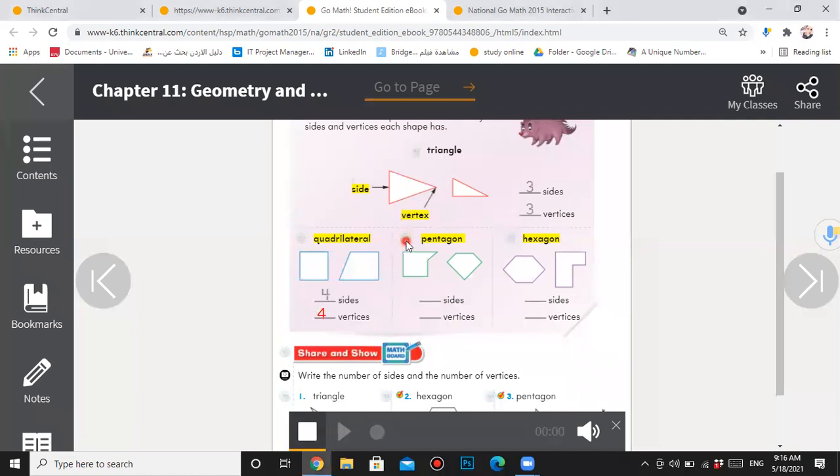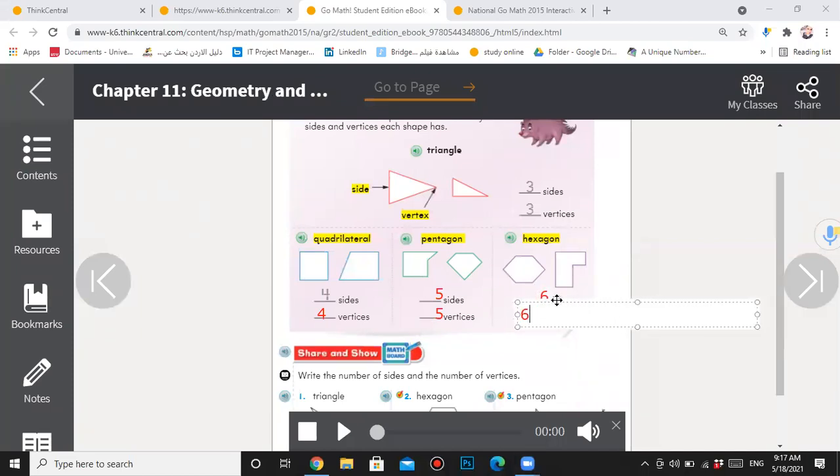What about this shape? Pentagon. Pent means 5. So it's 5 sides, or you can count, and 5 vertices. What about this one? Hexagon. No one says hex. It is a hexagon. So it is 6 sides and 6 vertices.